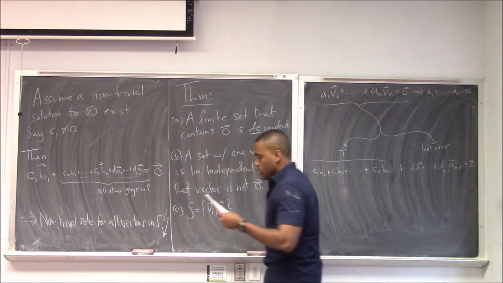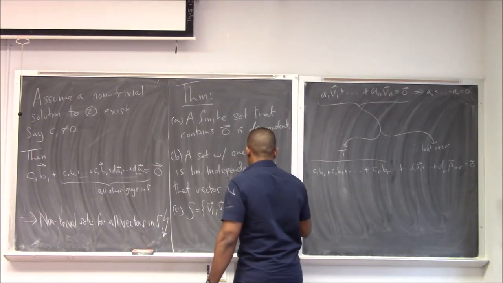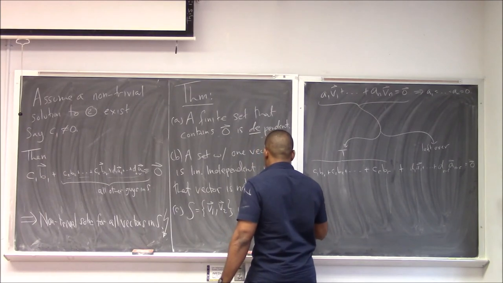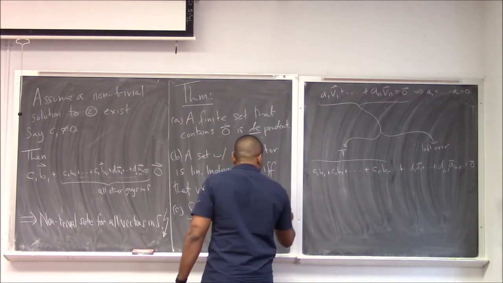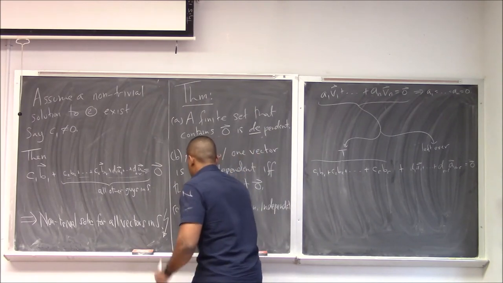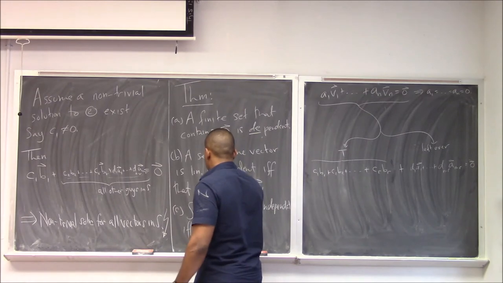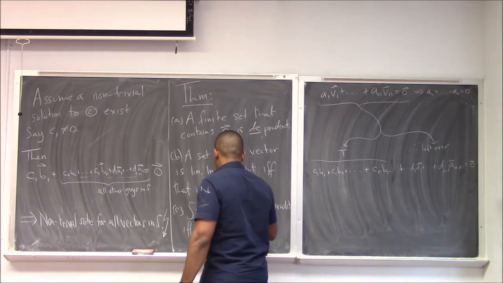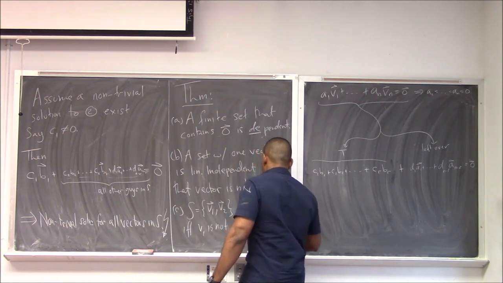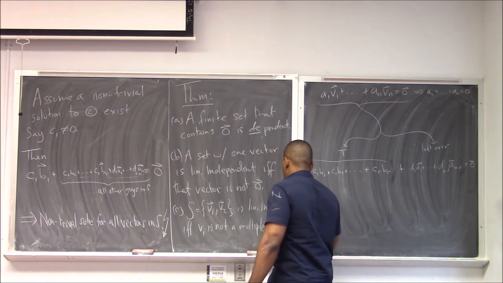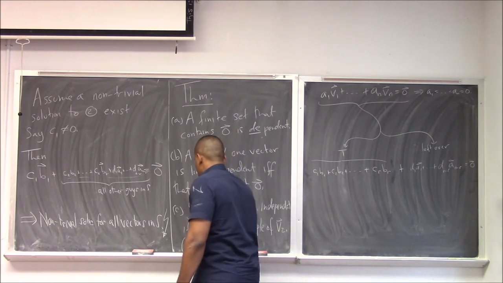A set with two elements in particular is linearly independent if V1 is not a multiple of V2. Of course, and vice versa.